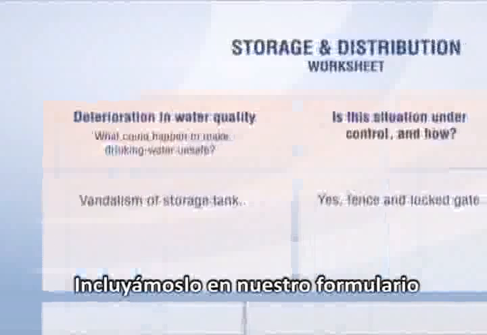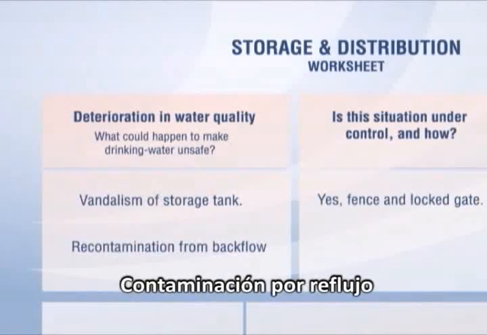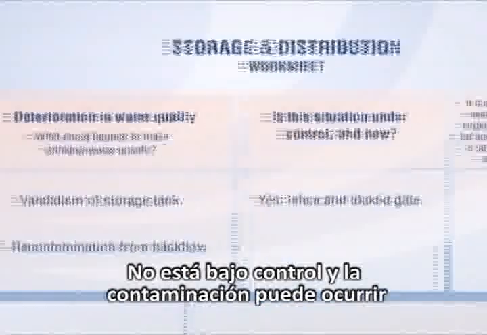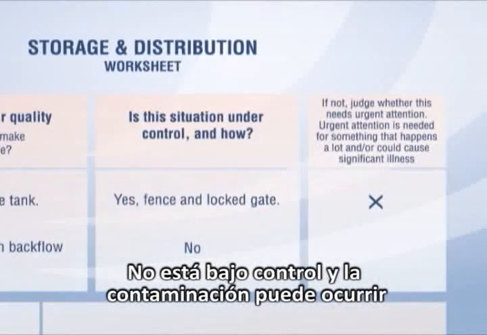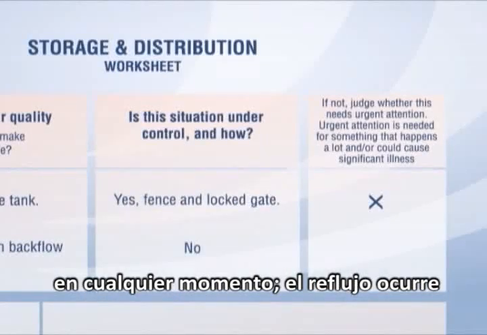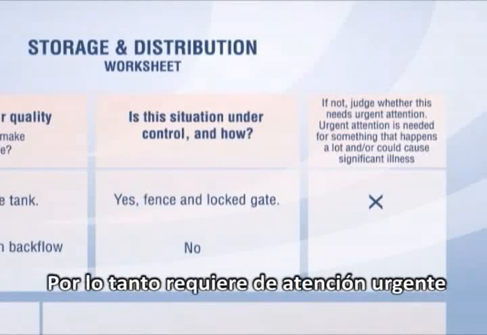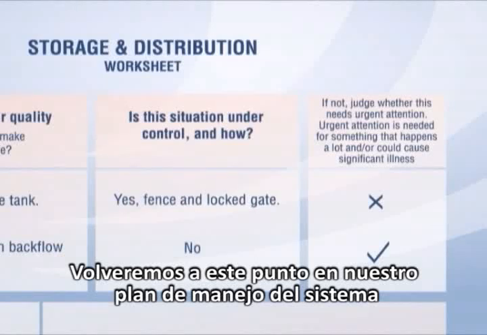This would then result in unsafe water for many homes. Now let's add that to our worksheet. Recontamination from backflow. This is not under control and contamination could happen at any time backflow occurs. Therefore, this needs urgent attention. Again, we will come back to this in our plan to manage the system.